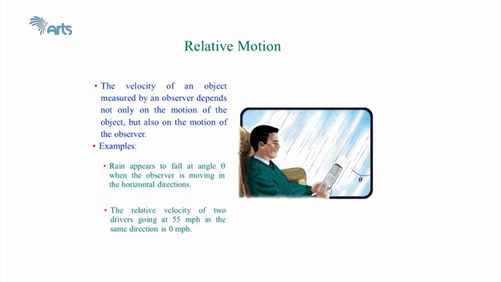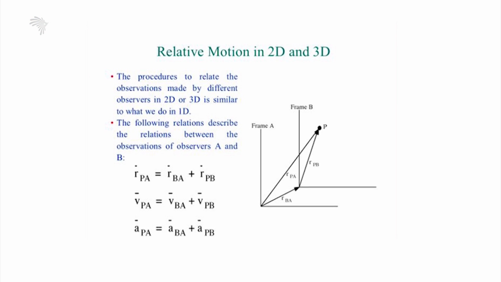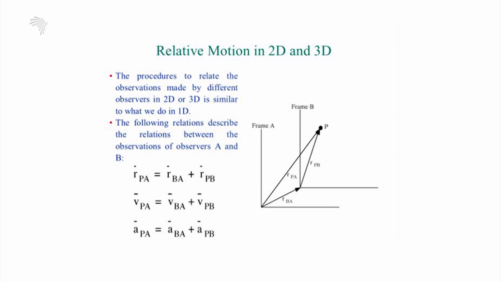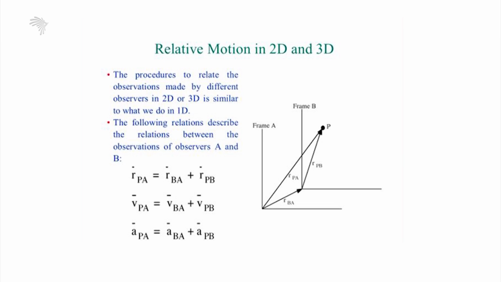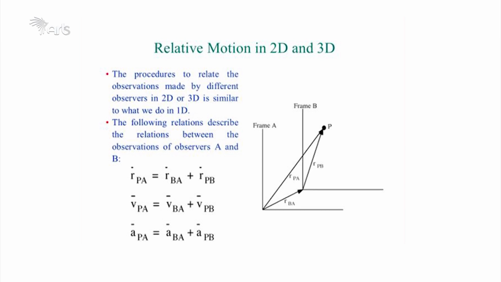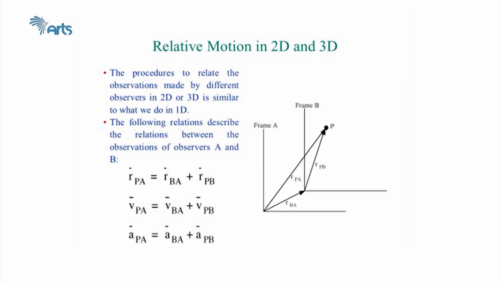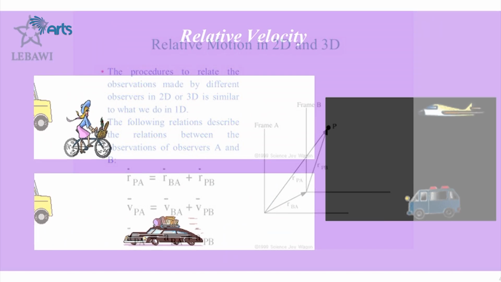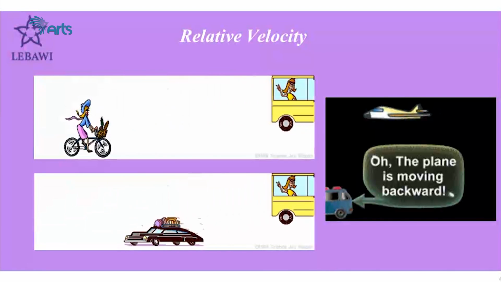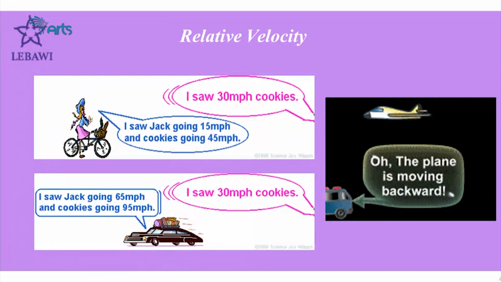When you come to relative motion in 2 dimensions, the procedure to relate the observations of different observers in 2D or in 3D is similar to what we did in 1D. The relative velocity of one object with respect to the other is equal to the difference between these two velocities with respect to their common frame of reference. And here are the formulas to calculate the relative velocities between two moving objects with respect to their common frame of reference.